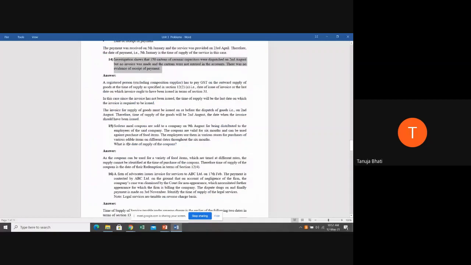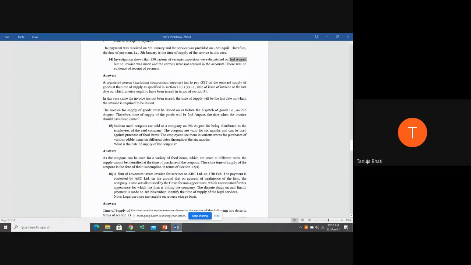Now, in this particular problem, the cartons were dispatched on 2nd August. So the removal of goods is on 2nd August. So what will be the date on which the supplier is supposed to issue the invoice? It is 2nd August. So date of issue of invoice, that is 2nd August, or the date of receipt of payment, whichever is earlier. Now, date of receipt of payment is not available. Therefore, 2nd August itself will be the time of supply. Let us just go through the solution.